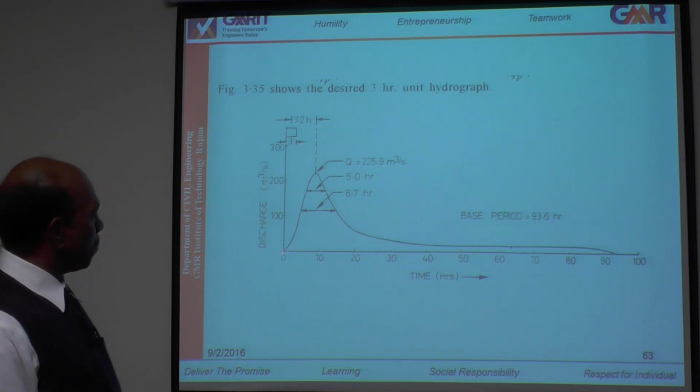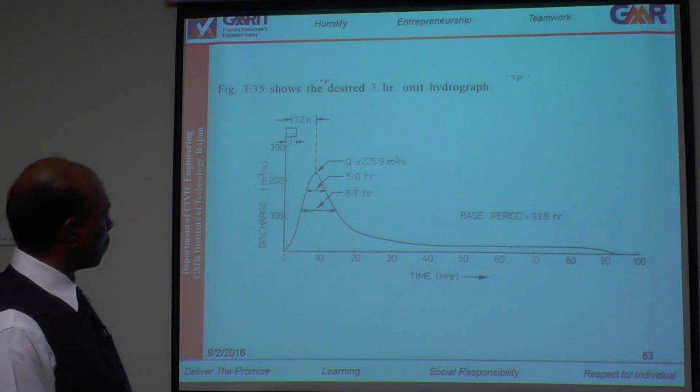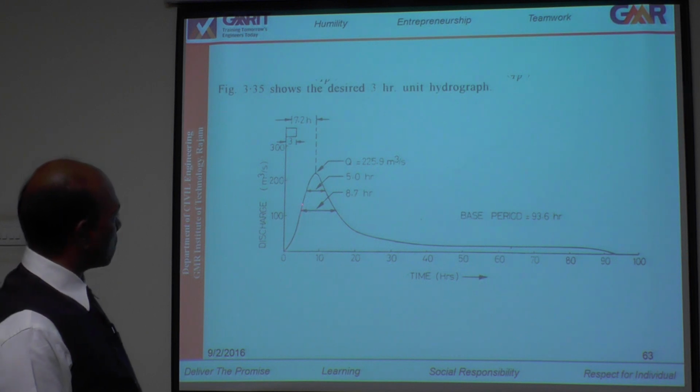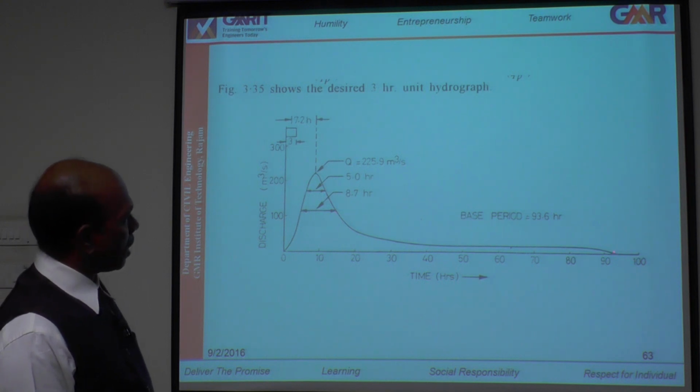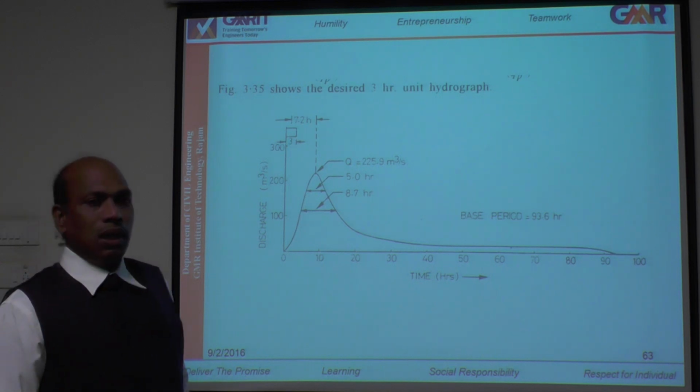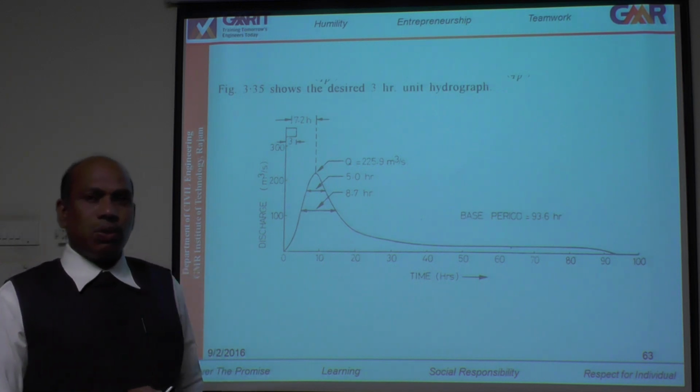Then we are going to draw the hydrograph with a smooth curve, starting here, touch this point and touch this point and peak discharge, and again touch this point, and like this. This is the unit hydrograph, the required 3 hours unit hydrograph.